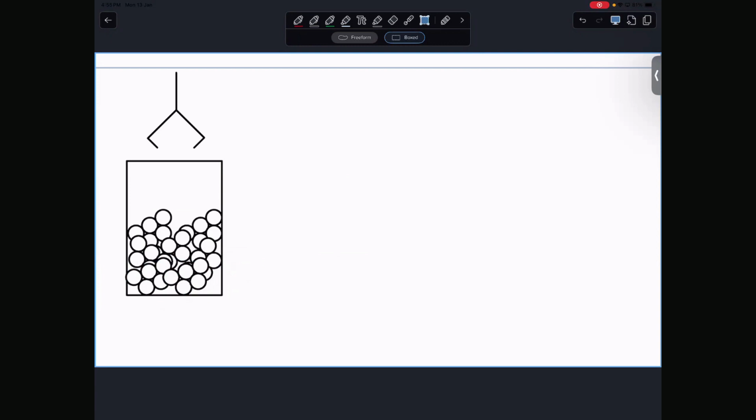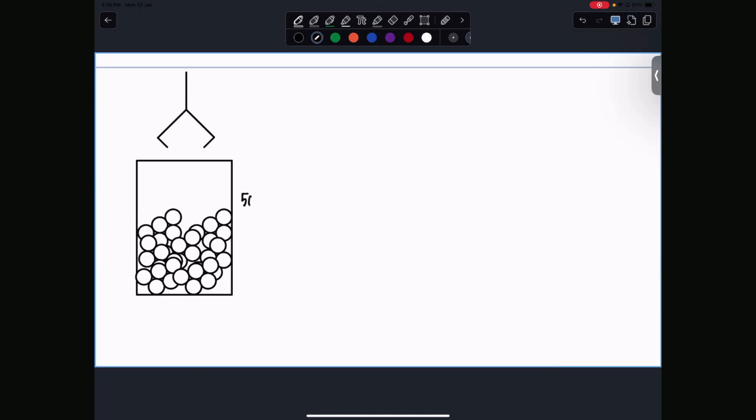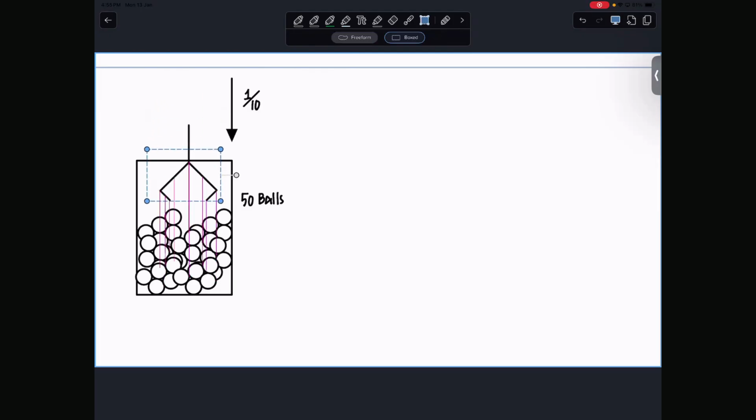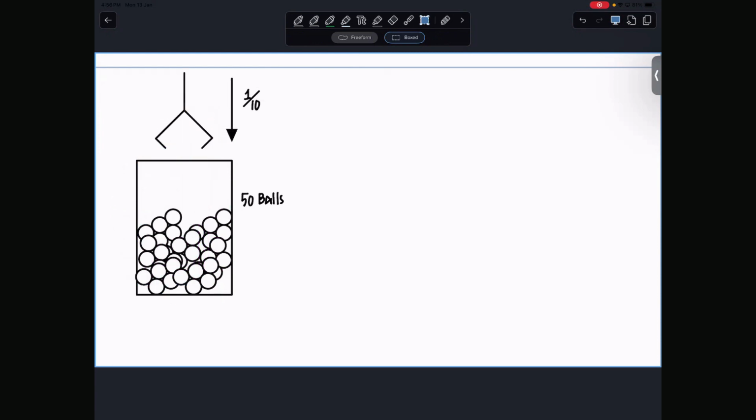So everyone look at the screen. Right now in this container you have 50 white color balls here, and a crane comes down and it'll pick up your spheres here with a probability of 1/10. What does that mean? Is it possible for this claw machine to pick up all the spheres? No. So whatever number of spheres there are, it is always successful in picking up how much of it? 1/10. 1/10 is the probability.